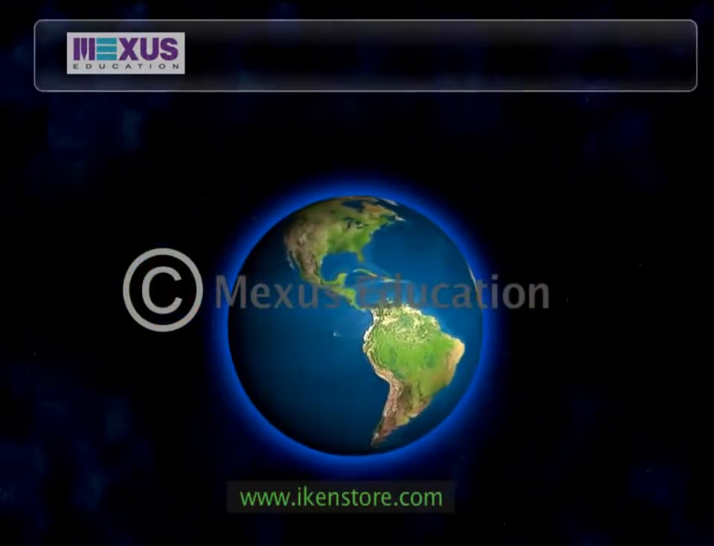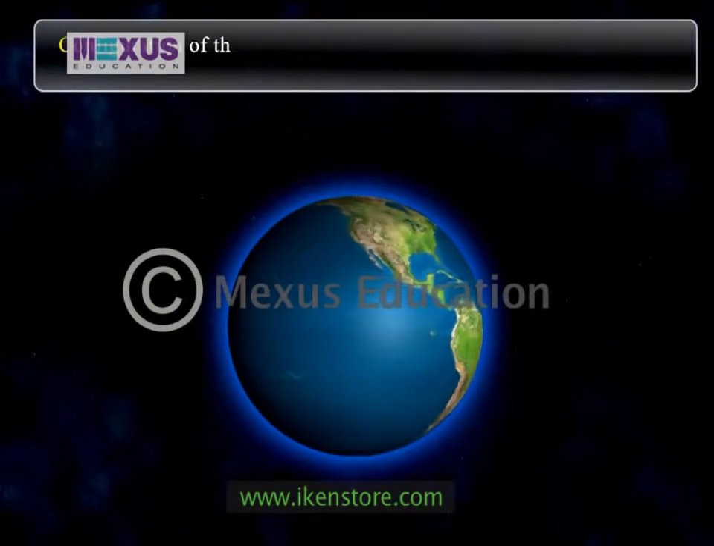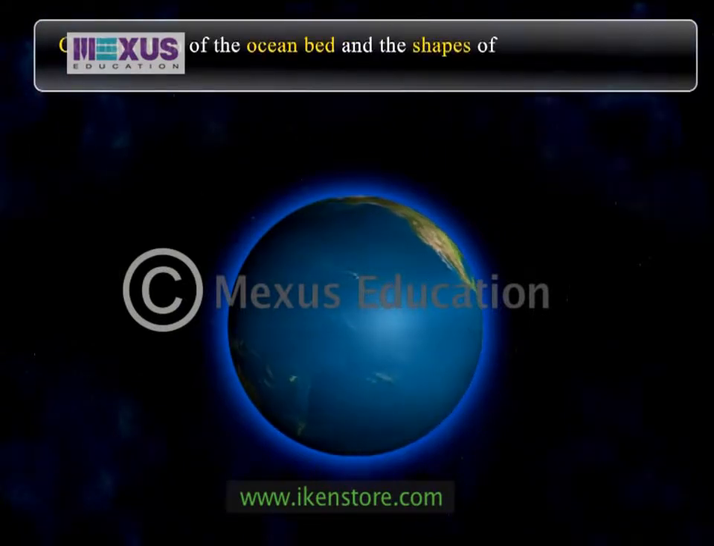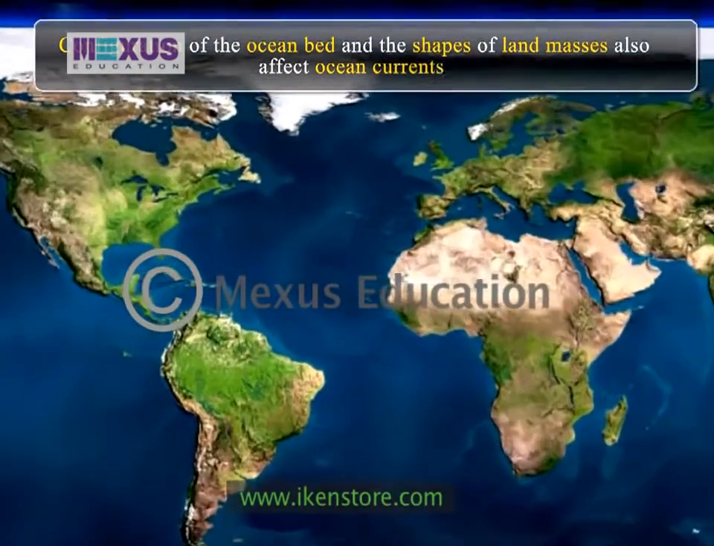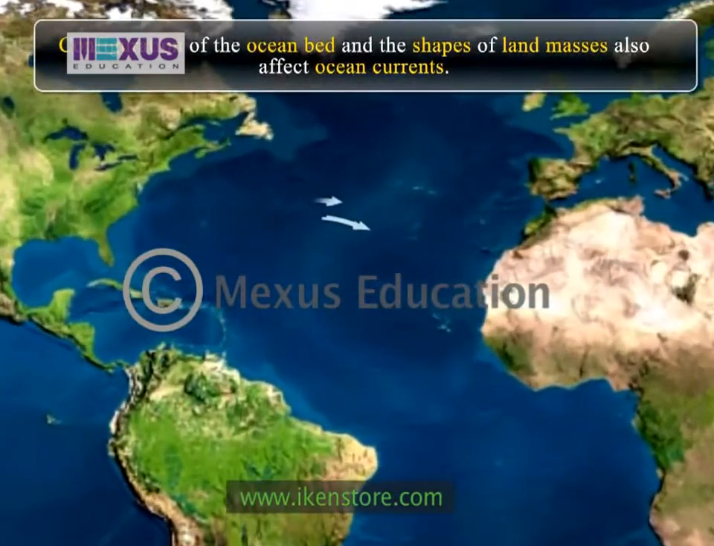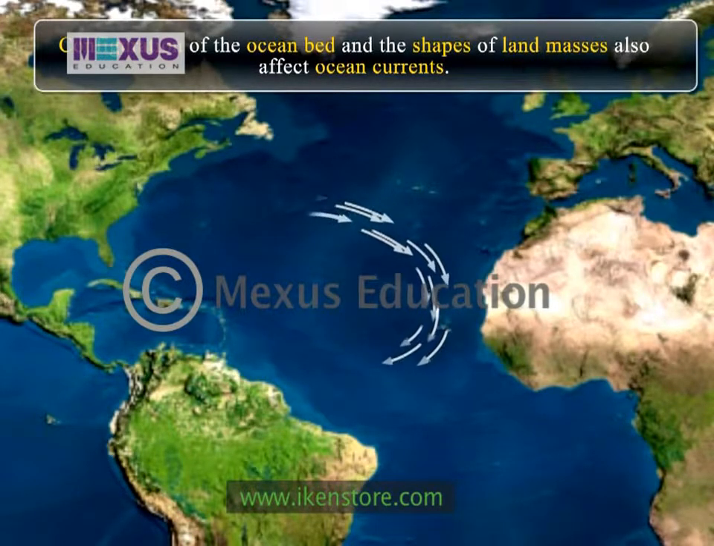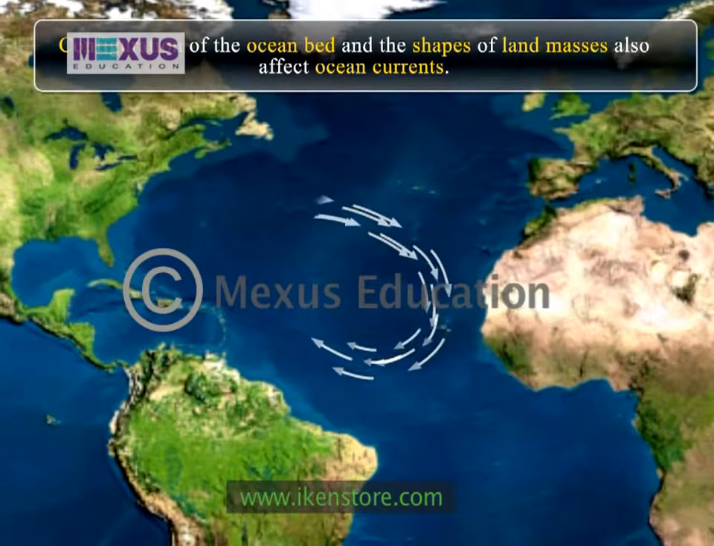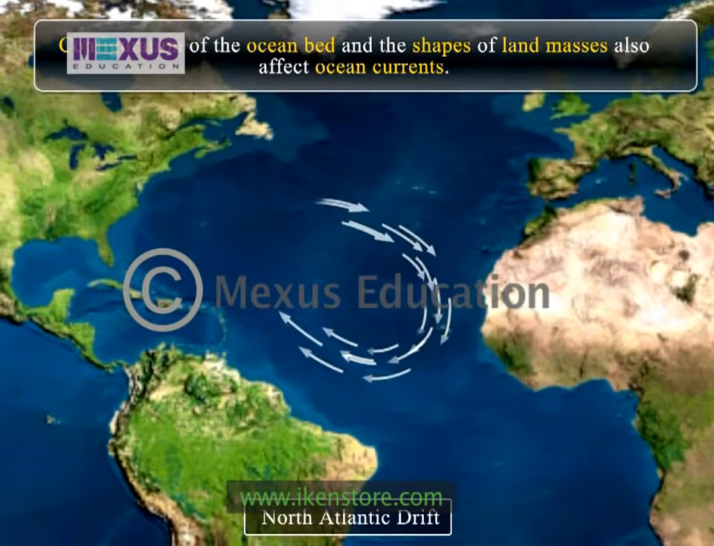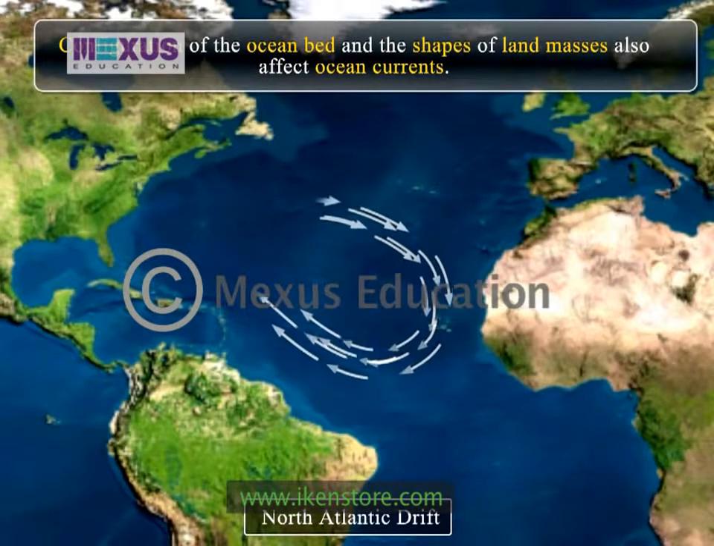Other factors affecting currents are the configuration of the ocean bed and the shapes of land masses. For example, in the Atlantic Ocean, the North Equatorial Current flows towards the West Indies. Most of the current is channeled into the Gulf of Mexico, where it veers northeastward, bursting into the Atlantic Ocean between Florida and Cuba as the Gulf Stream. This current is known as the North Atlantic Drift once it leaves the American coast.